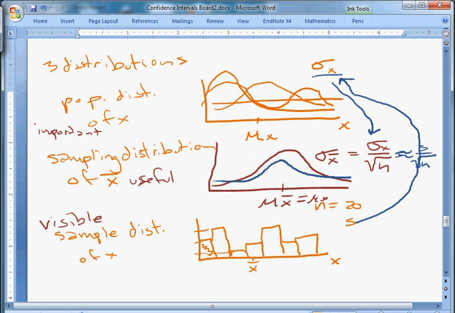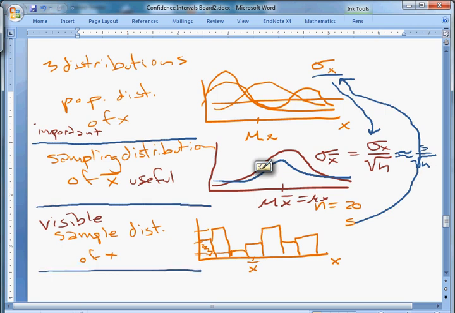But just being able to think about the fact that there are three of these, there's a population distribution of x, there's a sampling distribution of x bar, and there's a sample distribution of x, can make this a little bit simpler. Most of the stuff we're working with is theoretical results from the sampling distribution. So we use this stuff to get our numbers, we use this stuff to get our relationships, and then we use that to infer things about this. Because that's what we really care about, the population distribution.